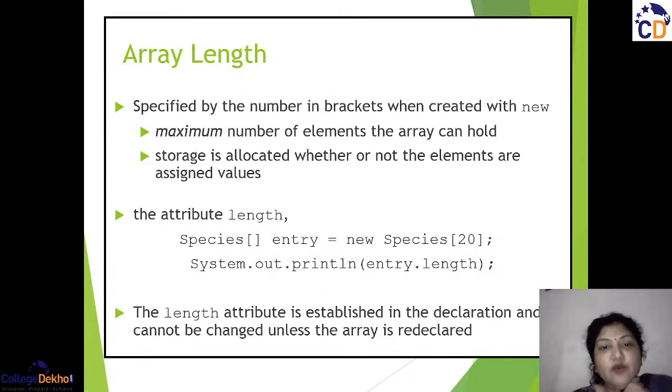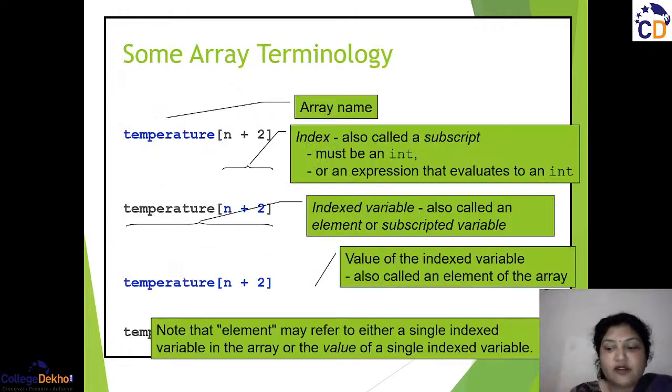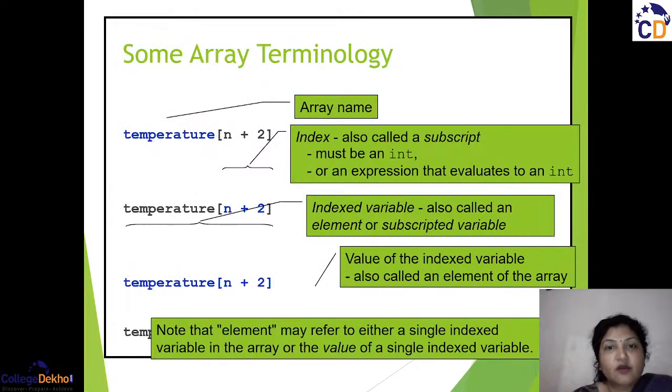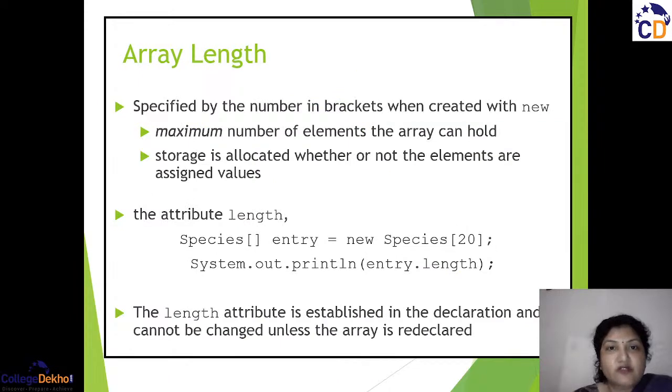Now let us see how we define the array length, specified by the number of numbers in the bracket. So I told you, whenever we define the array size, it is defined like in the second statement: pressure is equal to new int 100. So 100 is what? 100 is the length, or you may say the size, of the array, right? It is the number of elements we have specified in the bracket when we create it with new. So that's what I was showing.